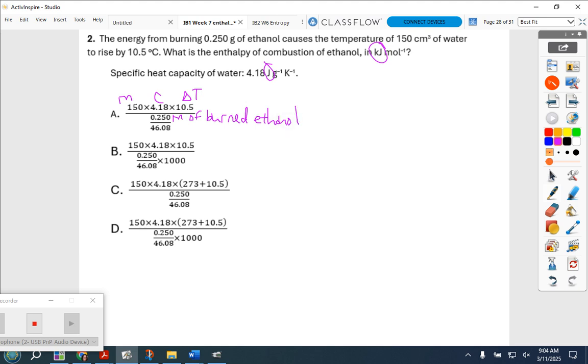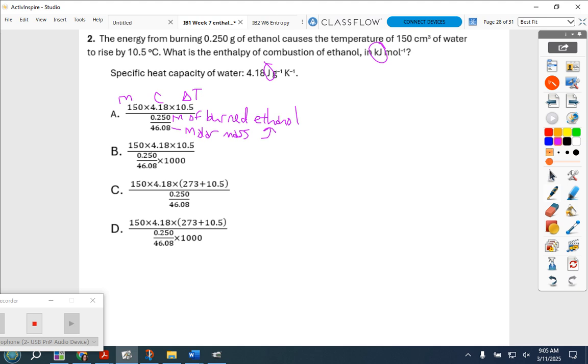And the 46.08, which I put up during class, or mentioned during class, and I'm sorry if you didn't catch that, is the molar mass of the ethanol. So this was basically the mass divided by the molar mass, which would give you the number of moles. This is the heat divided by that, which would give you the change in enthalpy. Technically, it should really be negative. There should be a negative sign there. But I guess that wasn't an option in any of these, okay?